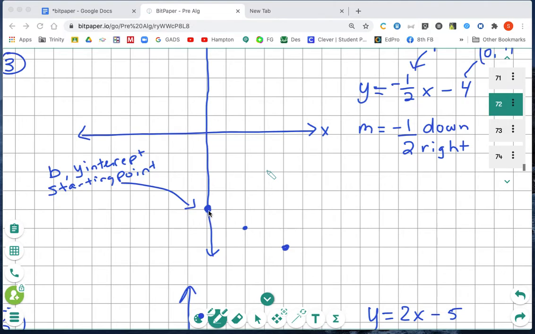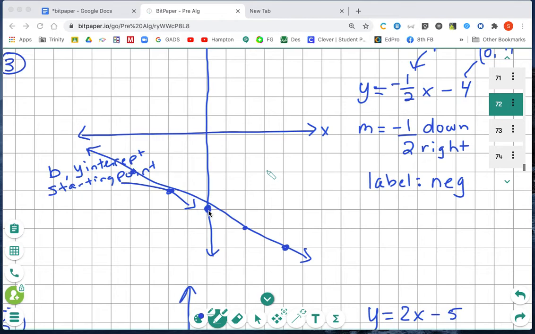Go back to our starting point and do just the opposite. Up 1, to the left 2. Up 1, to the left 2. So we're going to draw our line. And we're going to label our graph. It is negative.